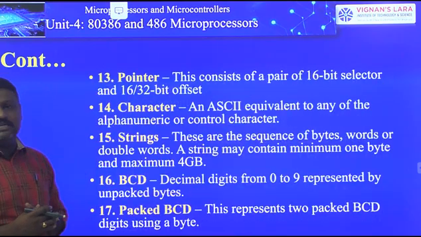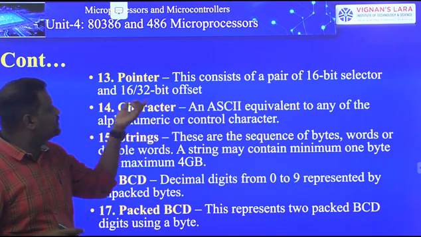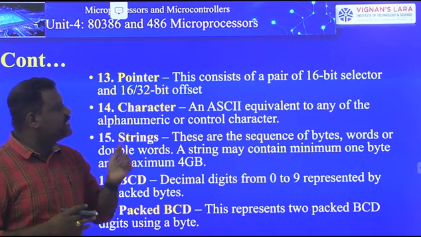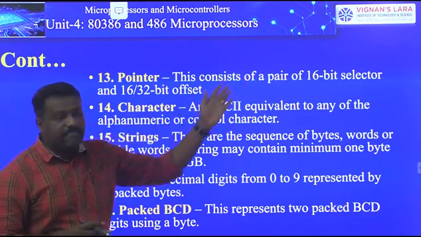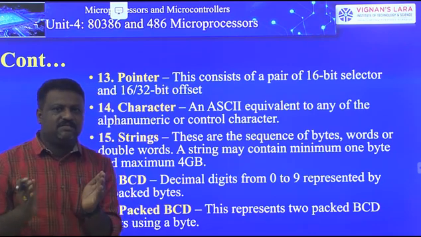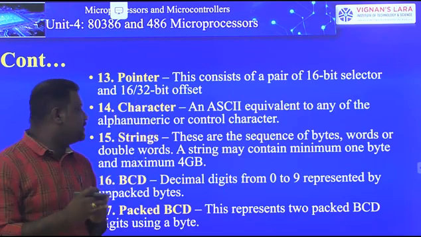And coming to 13, which is nothing but a pointer. This consists of a pair of a 16-bit selector and a 16 or 32-bit offset. What is a pointer? It consists of a pair of a 16-bit selector and a 16/32-bit offset. The combination of these we consider as a pointer.